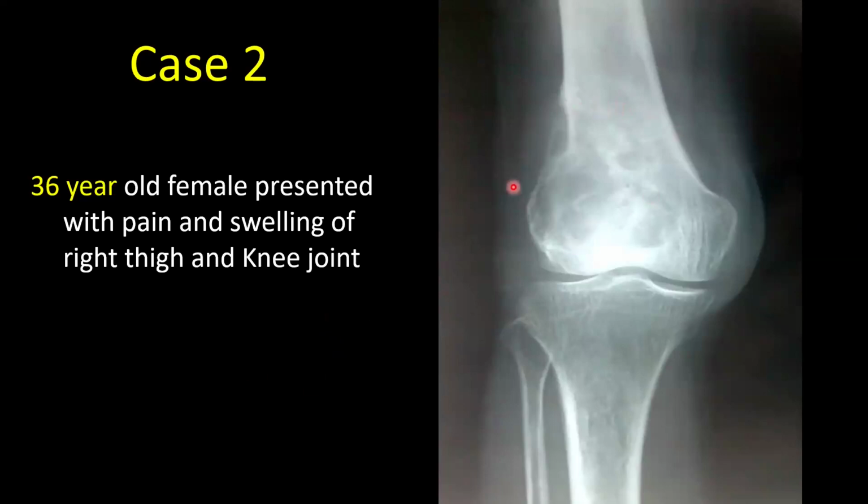Here, the plain radiograph gives a clue to the clinicians and radiologists about what we are dealing with, because the lesion is eccentrically located. It is not central. So when you see eccentrically located osteolytic lesions with some septations and a minimal soft tissue component, we are sure that we are dealing with some benign condition like GCT.